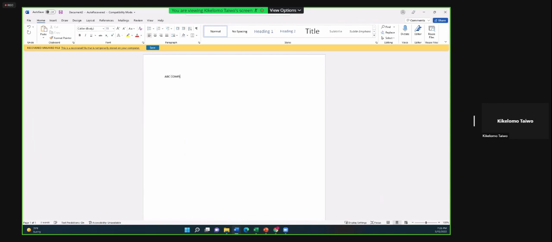ABC company. Let's assume this is ABC company. TPRM, but I like to spell it out. If you're doing yours, you can spell it out: third-party risk management analyst. Please spell it out. Then for the job description, I could just put this.